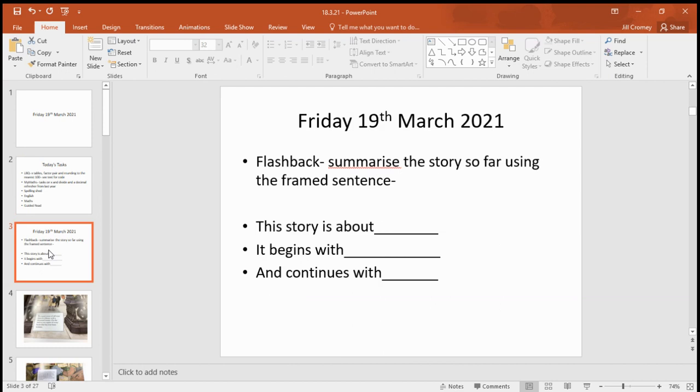So the English lesson. We're going to start by thinking about the story, How to Live Forever. What I'd like you to do in a moment, I'm going to ask you to pause the video and write a short summary of the story so far. Now, you're going to use this framed sentence like we used in the autumn term when we were reading Beowulf and Casper, Prince of Cats.